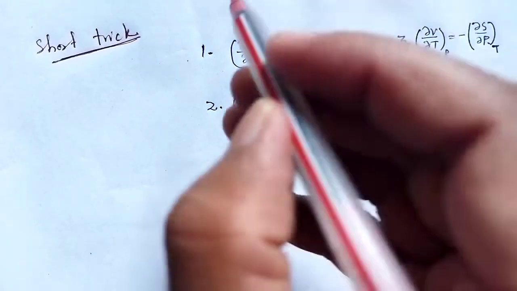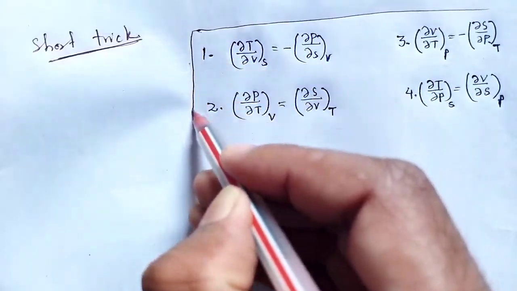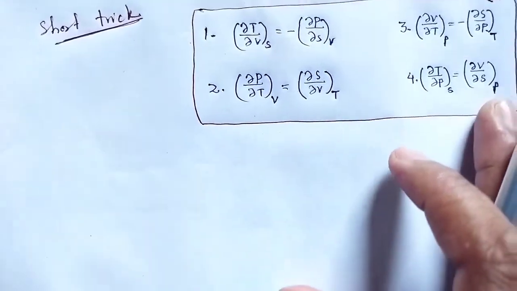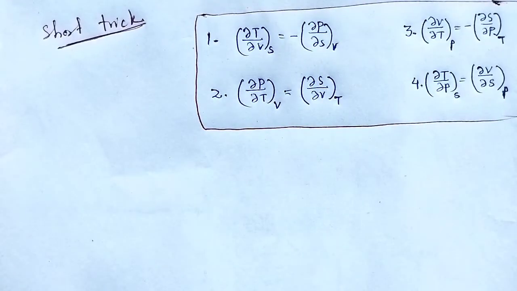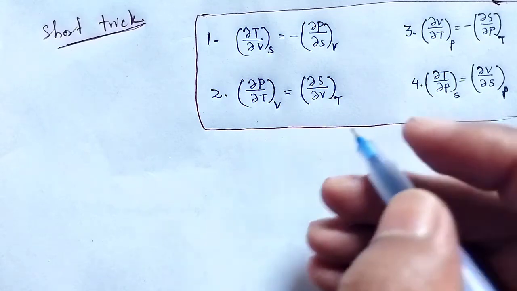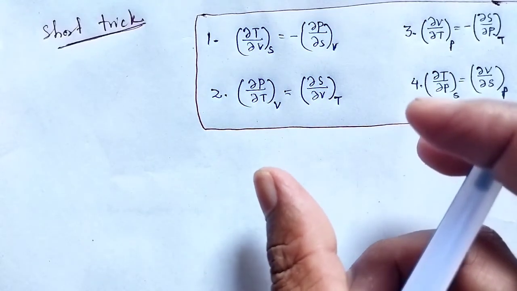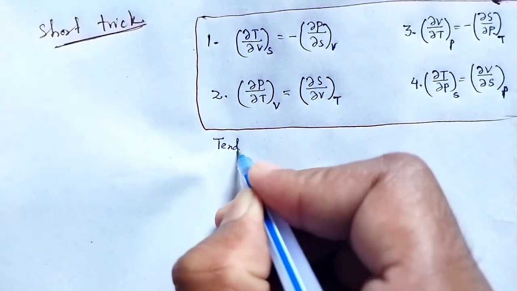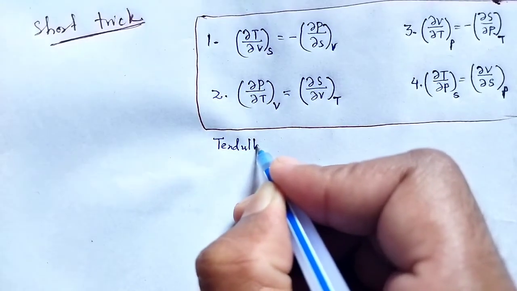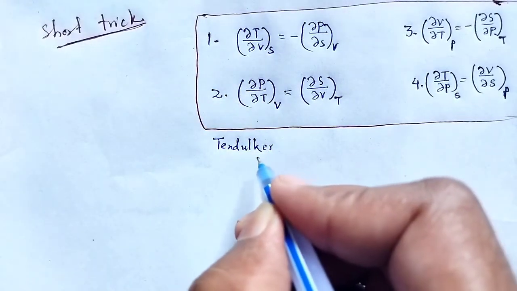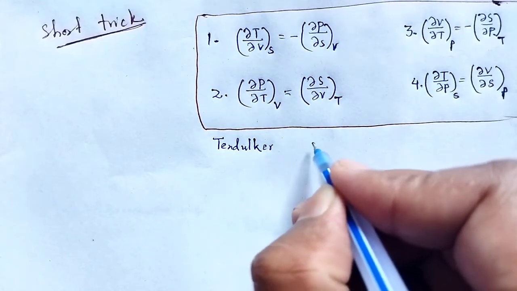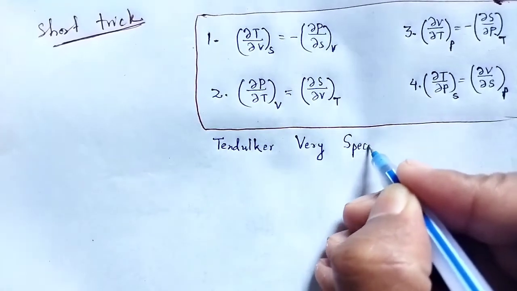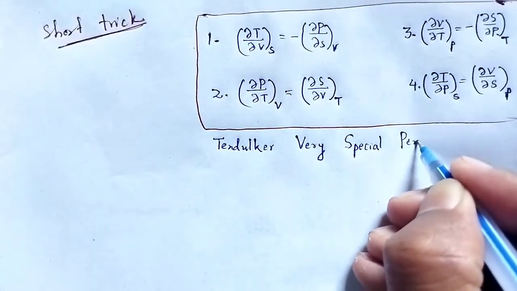So how are these four Maxwell's thermodynamic relations easily memorized? Here we use a mnemonic technique. A word you have to memorize: Tendulkar. You know, he is a famous cricketer, but here we have to memorize Tendulkar as a very special word.